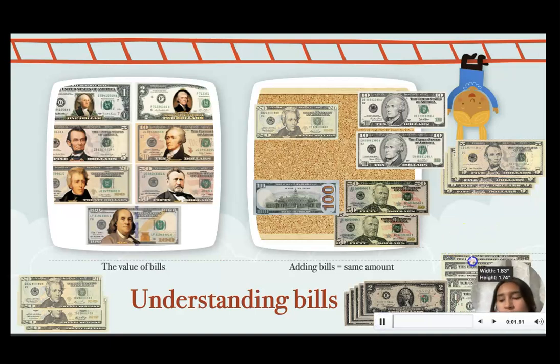Now we will begin to learn about the value of the dollar bill. First of all, we're going to go over the names and values of each bill. So we have the $1 bill, which has George Washington on it, and it equals $1, which is also 100 cents. Next, we have the $2 bill, which has Thomas Jefferson on it.